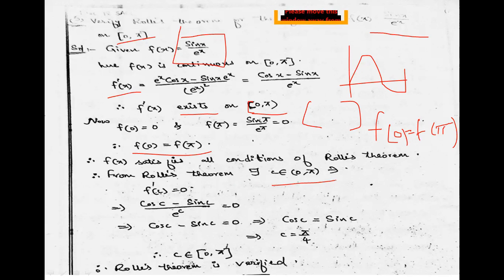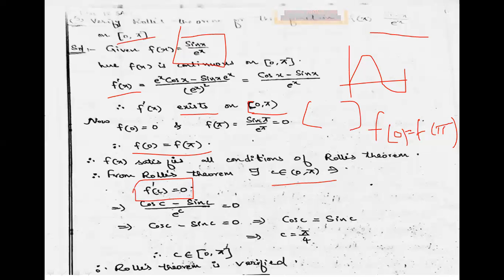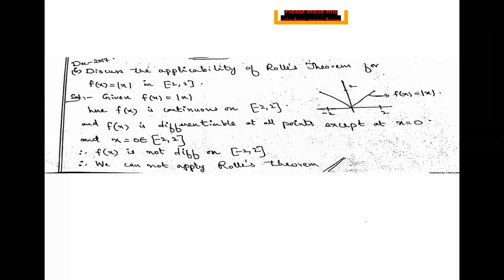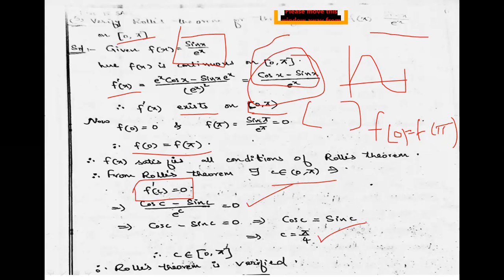Then c belongs to the open interval 0 to pi. Since it has already satisfied all the conditions of Euler's theorem, you can apply the formula. What is Euler's theorem formula? The formula is f dash of c is equal to 0. We have already found f dash of c. In this f dash of c, substitute, simplify, and you will get the answer c is equal to pi by 4. Hence Euler's theorem is verified.